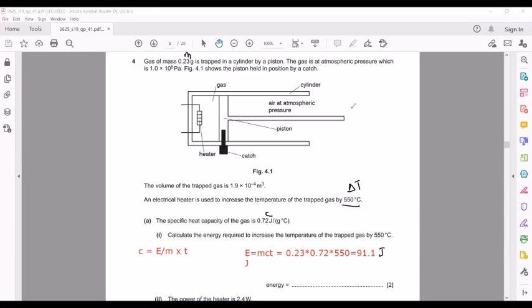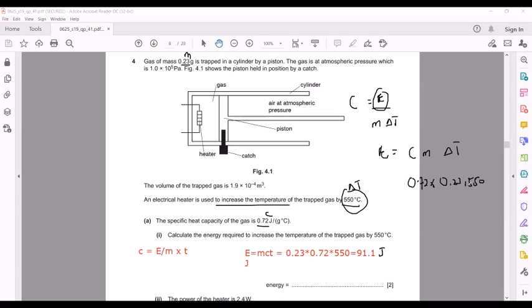The formula for specific heat is equal to energy divided by mass into temperature change. This is the formula for specific heat capacity. You need energy, so energy is equal to specific heat multiplied by mass into change in temperature. The specific heat capacity is given here, which is 0.72. The mass of the gas is given, 0.23, and the temperature is increased by 550. So the temperature change is 550.